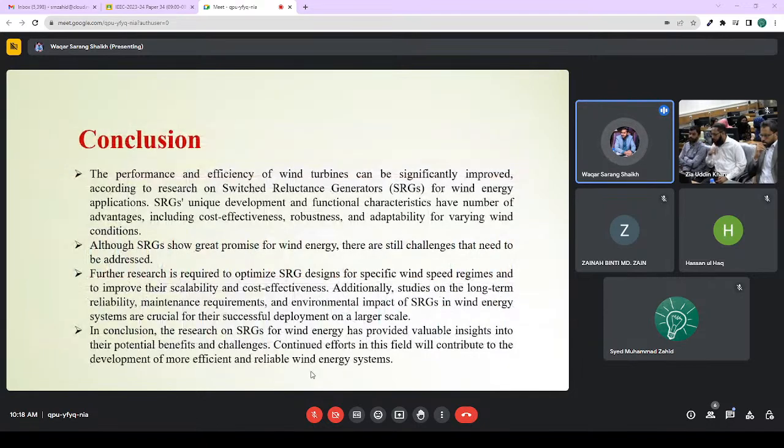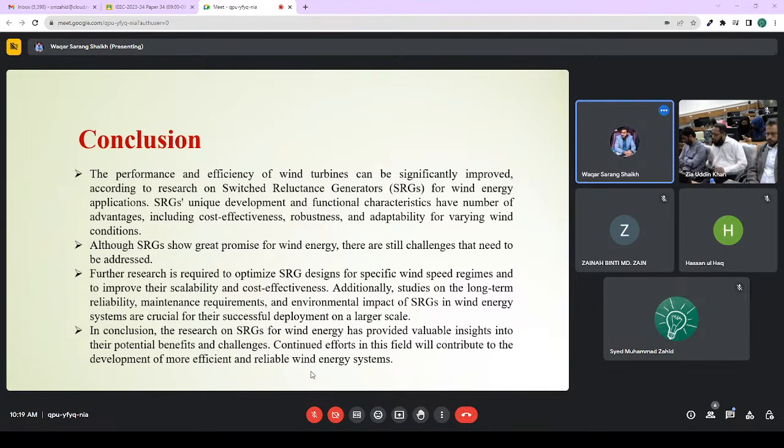Further, the conclusion: the performance and efficiency of the wind turbine can be significantly improved. According to research on the switch reluctance generator for wind energy applications, the switch reluctance generator's unique development and functional characteristics have a number of advantages including cost, effectiveness, robustness, and adaptability for varying wind conditions. Although the switch reluctance generator showed great promise for wind energy, there are still challenges that need to be addressed. Further research is required to optimize the switch reluctance generator design for specific wind speed regimes and to improve their scalability and cost effectiveness.